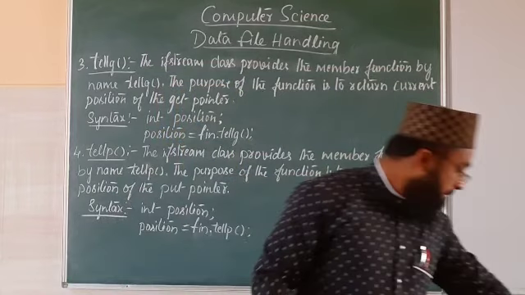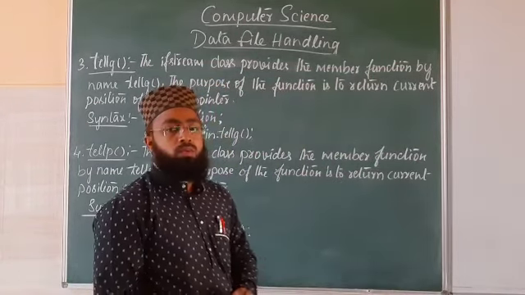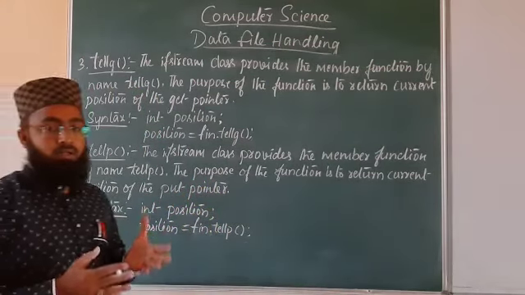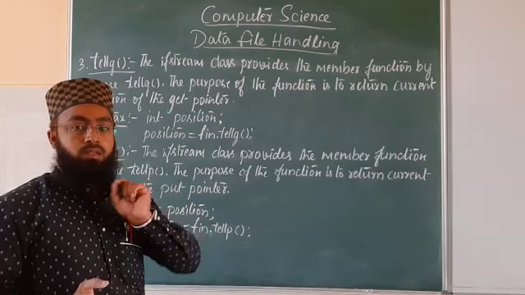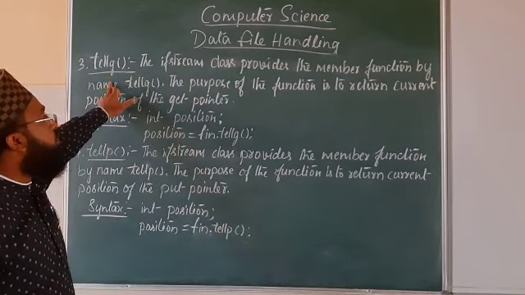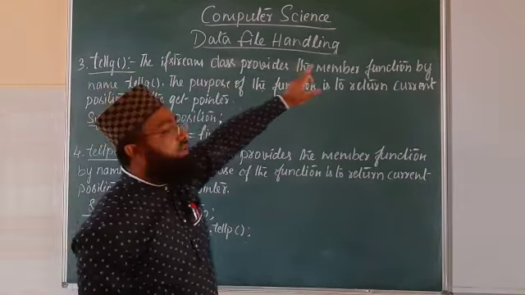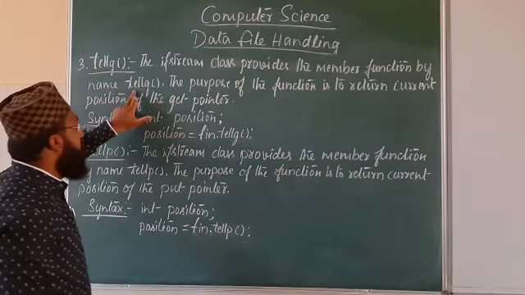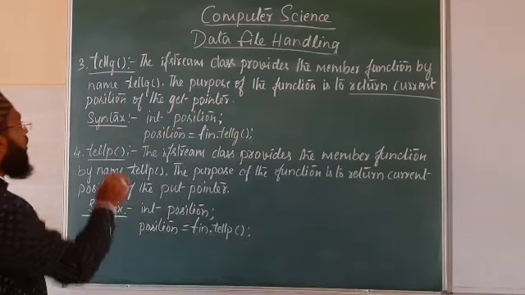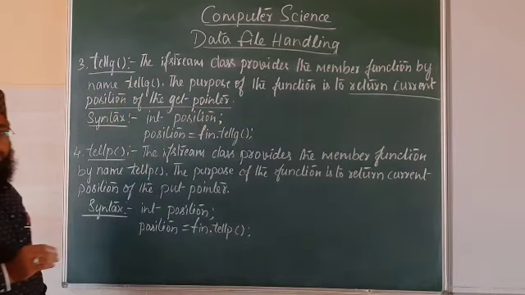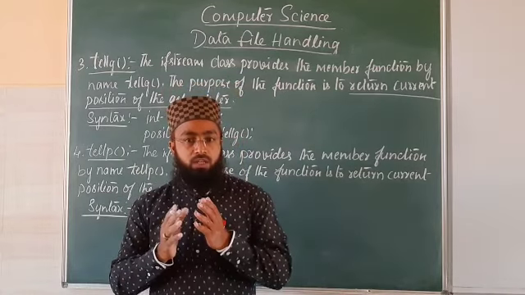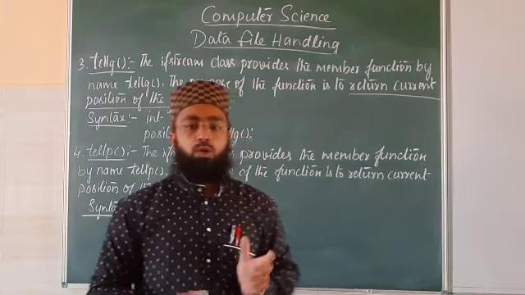Dear students, now we shall go to the next two member functions, that is tellg and tellp. Here not many definitions are there, only the uses of tellg and tellp and their syntaxes. What will tellg do? The ifstream class provides a member function by name tellg. The purpose of this function is to return the current position of the get pointer, where the get pointer is located. The tellg function will give the position of the get pointer.